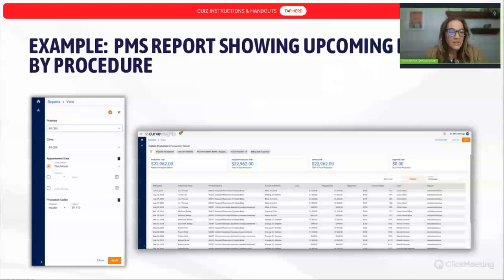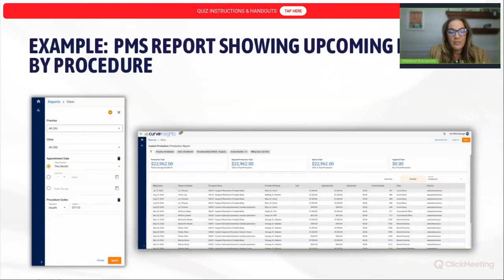So here's a report by Curve Insights, showing upcoming patients by procedure. This is a pretty common report to pull in your practice management. So forward-looking. I know this is small. Hopefully you can see it on the left hand, the first box. You can select a time frame. So it could be this month, April, or it could be next month. It could be a forward-looking 4 to 8 weeks for your purchasing.